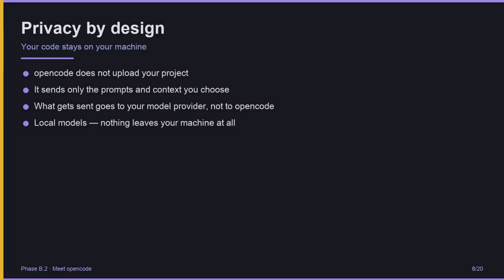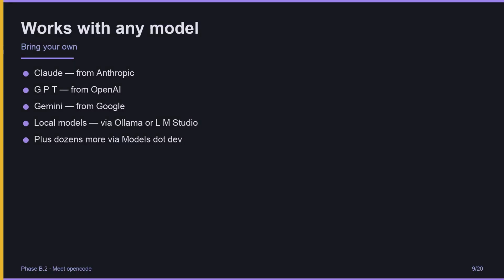Privacy is built into OpenCode's design. It does not upload your project anywhere. It sends only the prompts and context you choose to send, and what gets sent goes to your model provider, not to OpenCode itself. So if you use Claude, Anthropic sees your prompts. If you use GPT, OpenAI sees your prompts. If you run a local model, nothing leaves your machine at all. You decide.